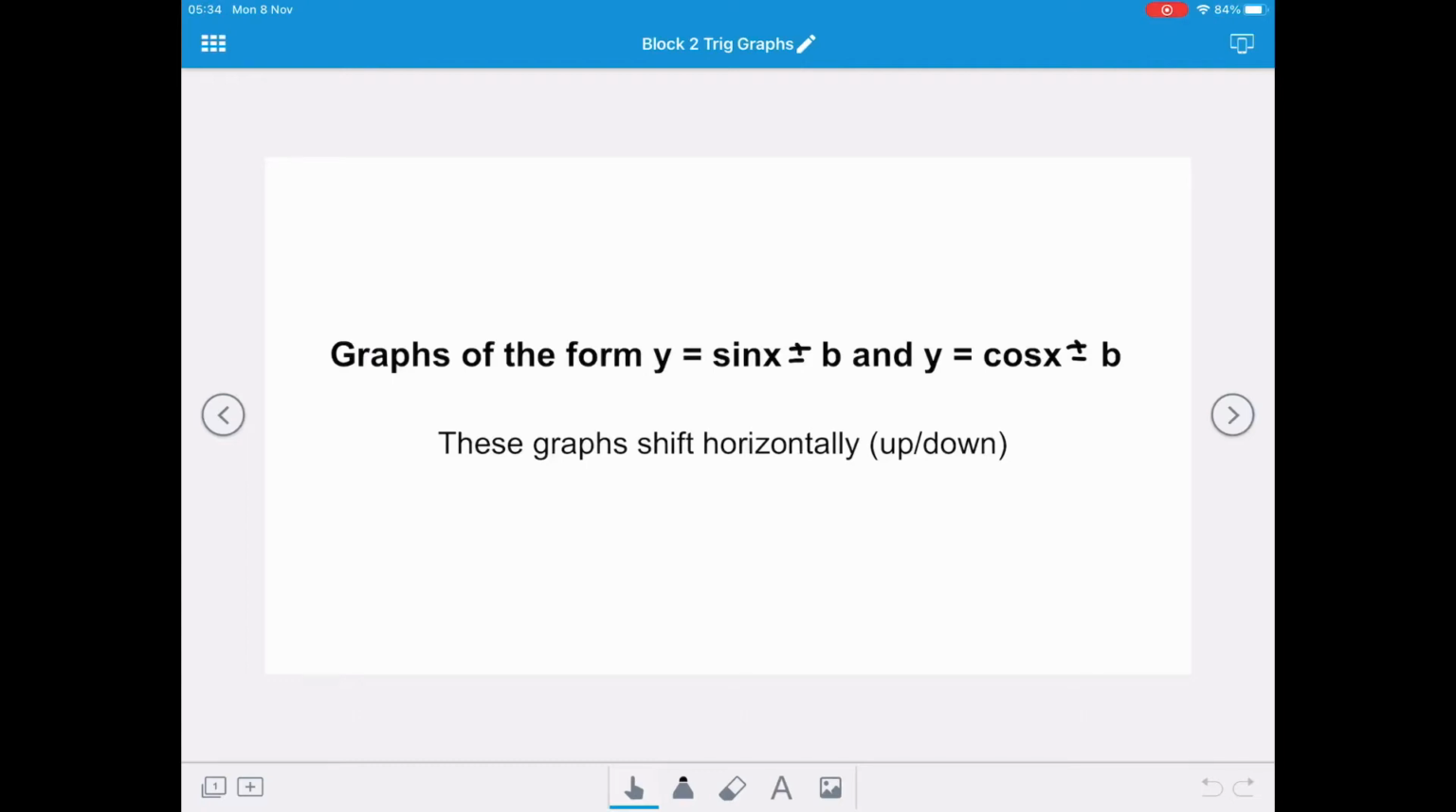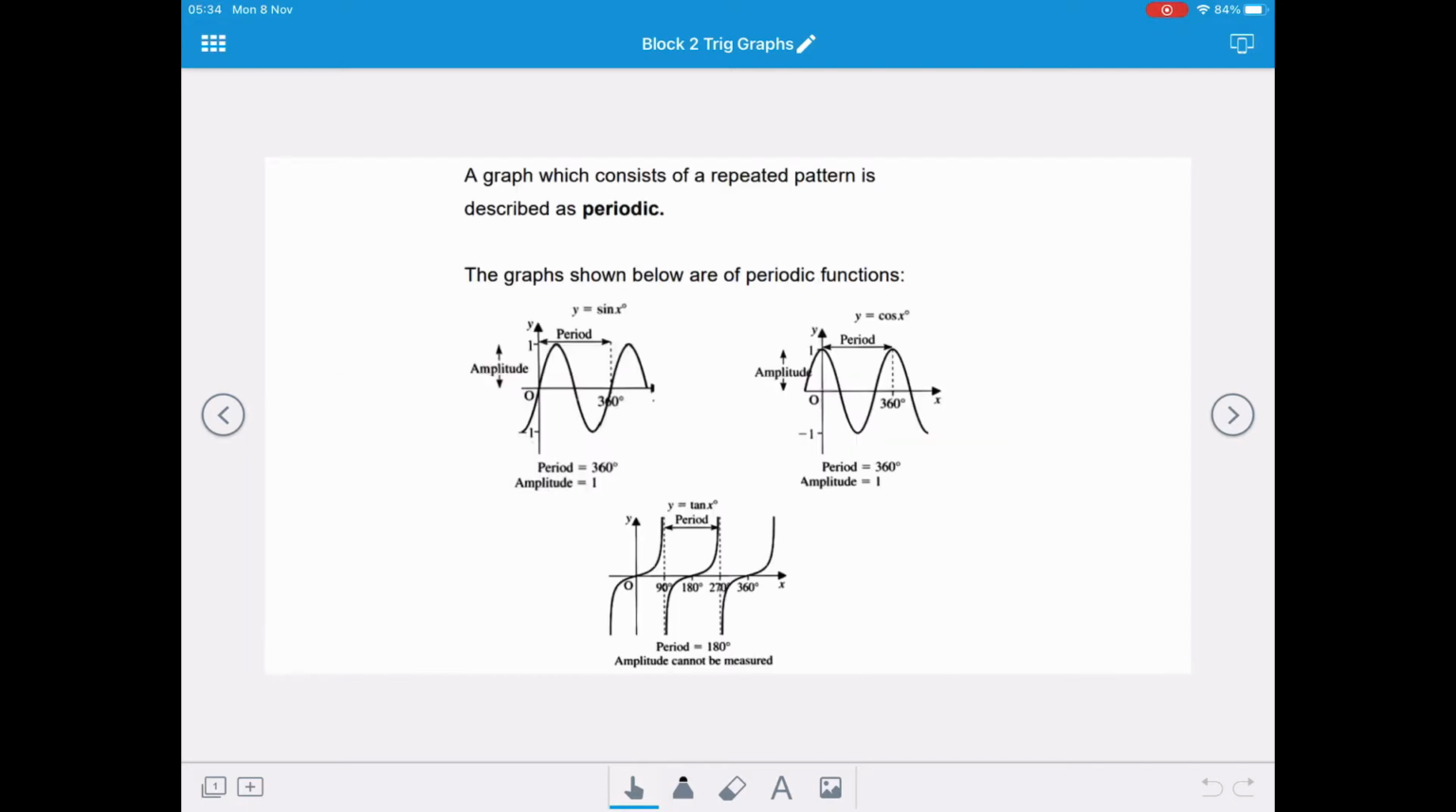In this video, we're going to look at graphs of the form y equals sine x plus or minus b, not within the bracket, and y equals cos x plus or minus b. And these graphs shift vertically, so they move up and down.